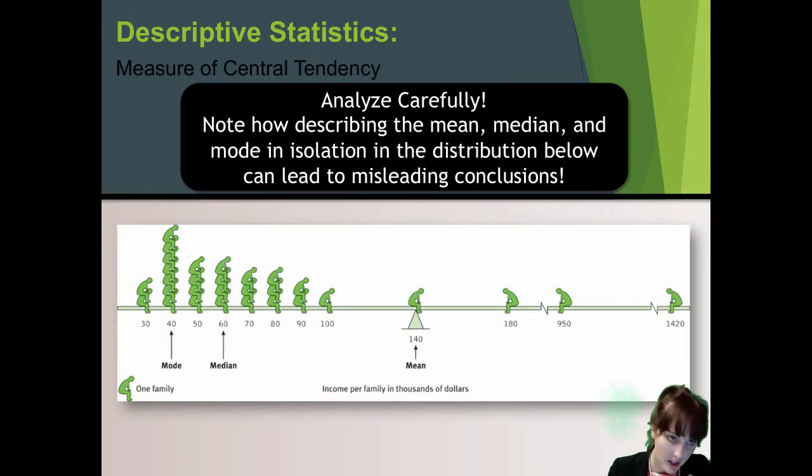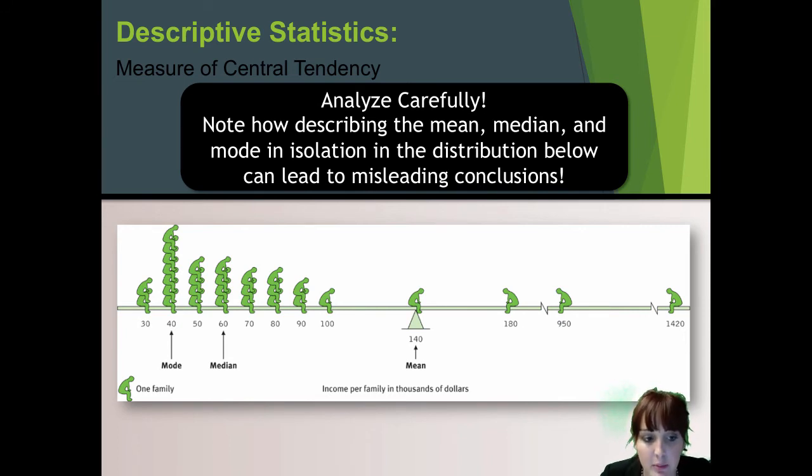So, central tendency. It's great if you want to very simply and in a very compact way describe what's going on in your data. But we run into problems because sometimes our measures of central tendency are really misleading.